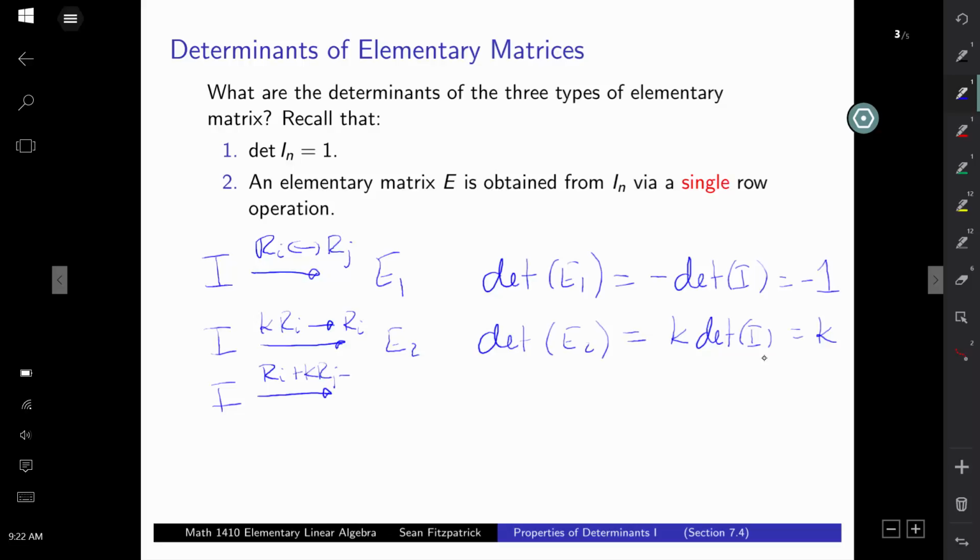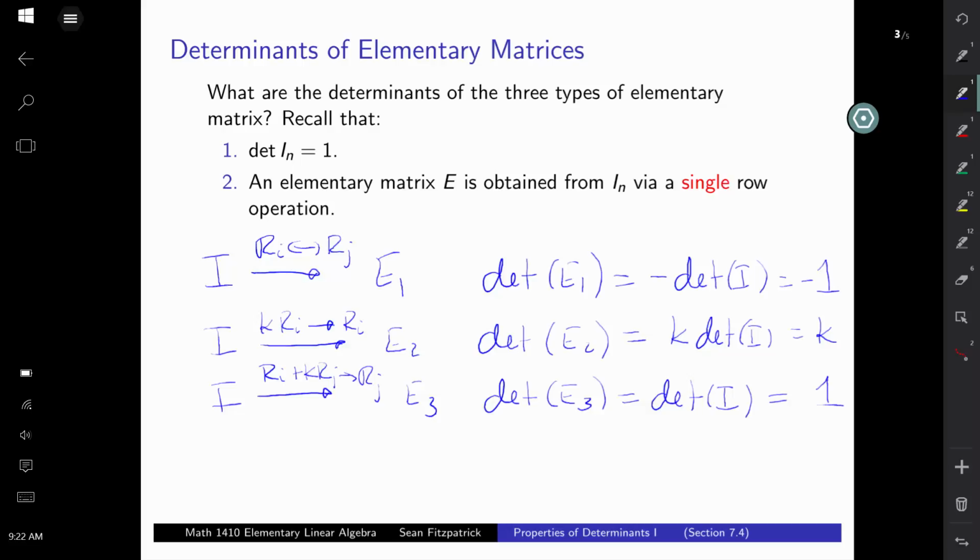And if I do the type of row operation where I add a multiple of one row to another, a type 3 row operation, that gives me an E3. Well, I know that that type of row operation does not change the determinant, so that guy must have determinant 1, okay? So we know what the determinant of every elementary matrix is, right? We also know that multiplying on the left by an elementary matrix performs a row operation.